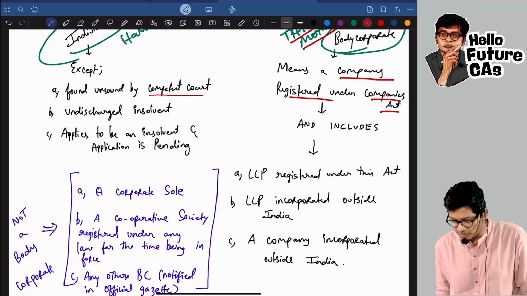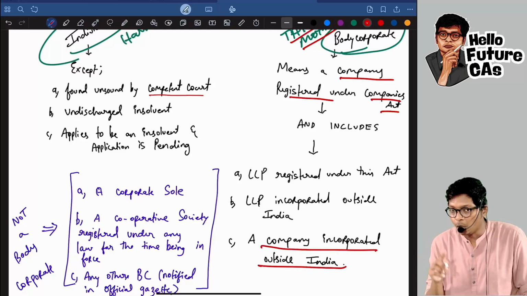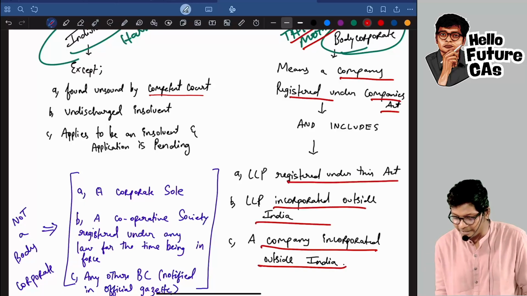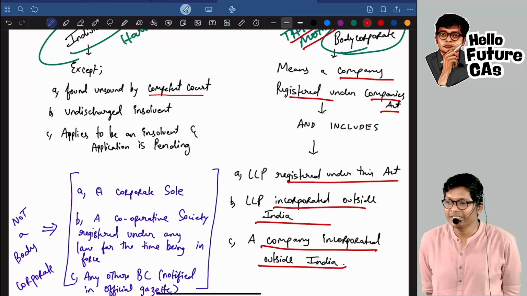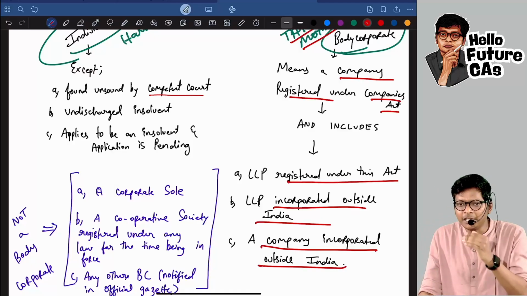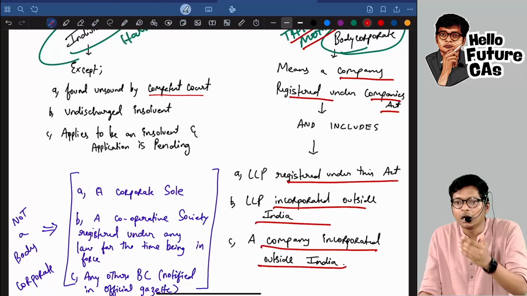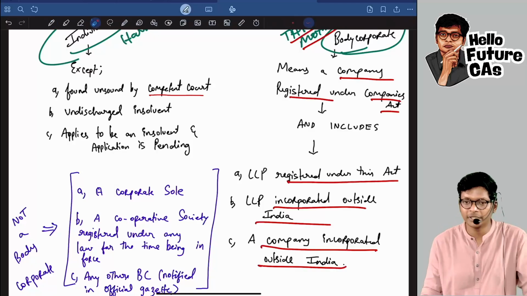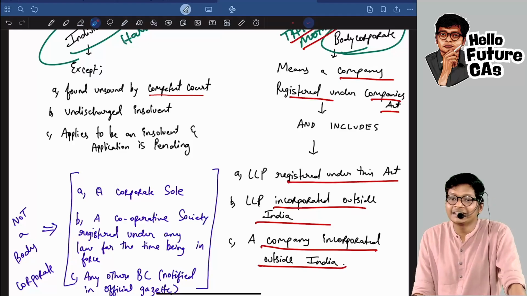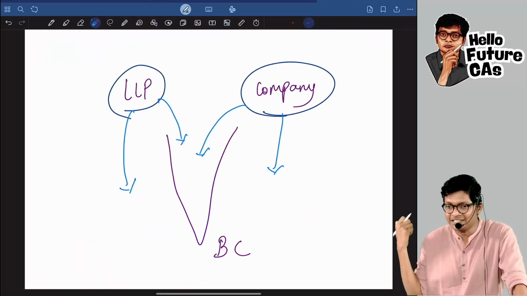Now look at the fourth point: company incorporated outside India. I am writing as per the study material flow. Next, LLP in India, LLP outside India. That means it's simpler. Don't even have to mug up, guys. What I am saying is simpler: company or LLP, in India or outside India. That's it. Are you following, guys? Company or LLP in India or outside India. That's why now you're understanding this diagram.